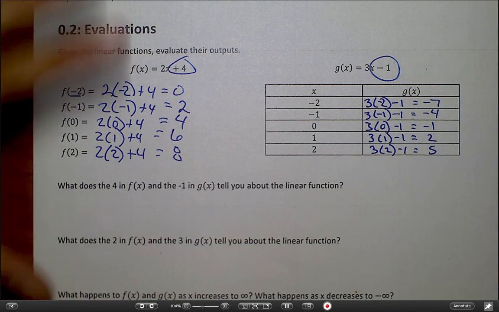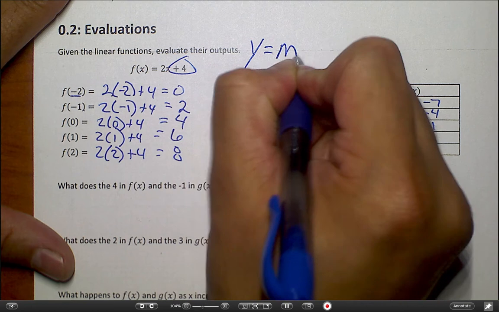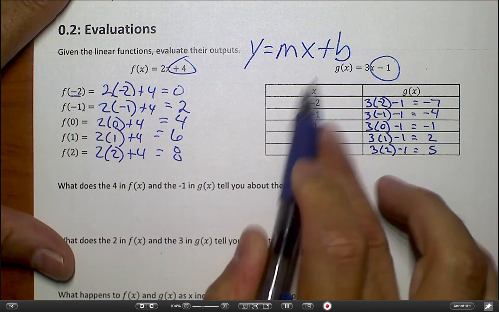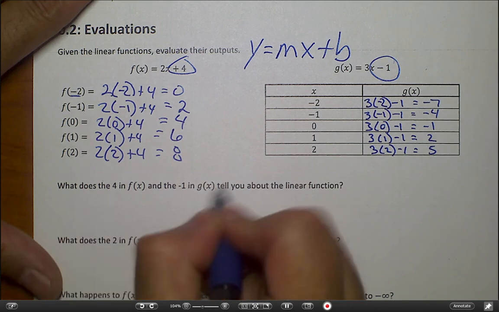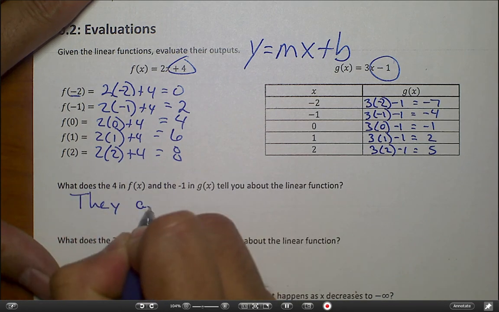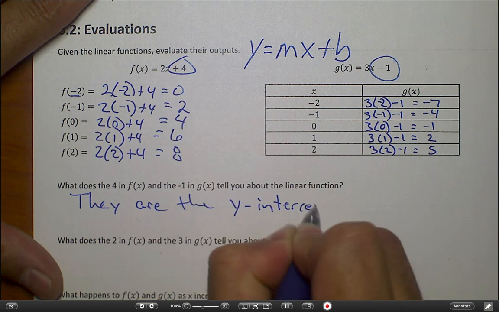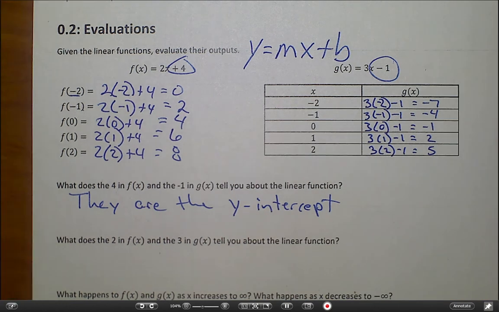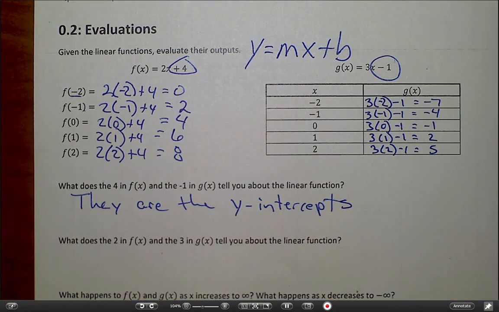These are the y-intercept. So if you guys recall this thing, y equals mx plus b, where b is my y-intercept. That's where it's going to cross the y-axis. So they are the y-intercepts. Plural. Intercepts. So it's where it crosses the y-axis.